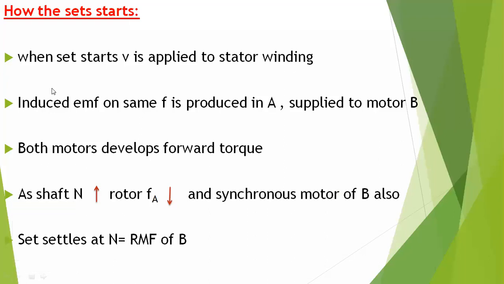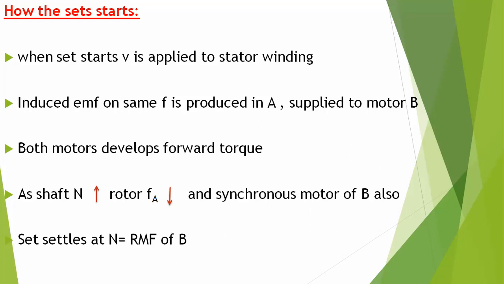First, when the cascade set is started, the voltage V at frequency F is applied to the stator winding of machine A. We are giving some voltage, so an induced EMF of the same frequency is produced in rotor A. In the stator there is some frequency, and an induced EMF of the same frequency will be produced in rotor A. So both stator and rotor windings have the same frequency F.